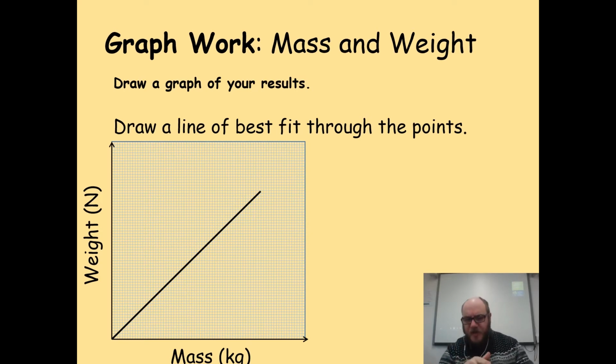Now, if I was going to do this exact same experiment on the moon, I would still get a straight line, but it wouldn't be as steep. And if I did this on a larger planet, which was quite dense, let's say Jupiter, again, I would get a straight line, but it would be more steep.